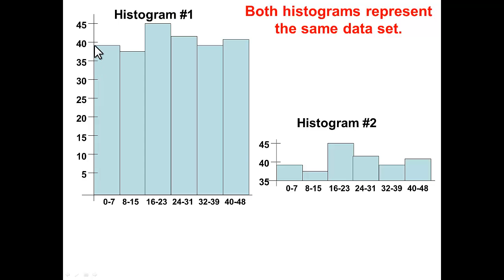The height of the first one looks to be 39. The height of the second one looks to be about 37. Then 45. The next one 42. Maybe 41. Then back to 39. And then lastly 41. And that does look to be 42 if that's 41. So the heights are the same, and yet the differences between the groups are exaggerated in histogram 2.